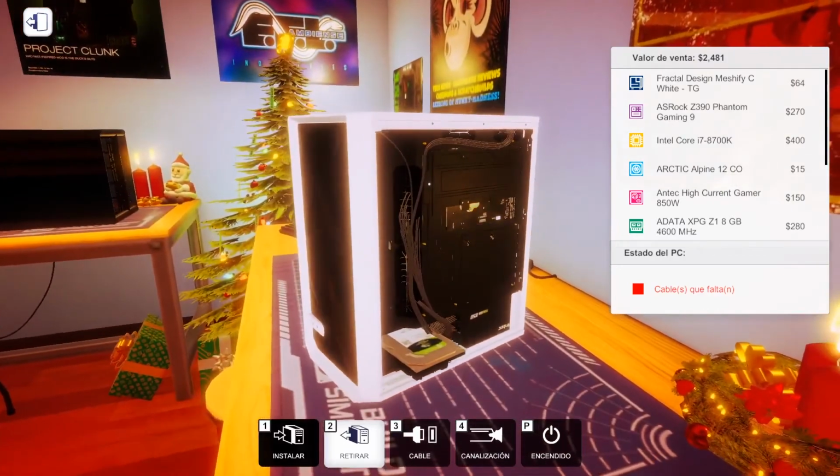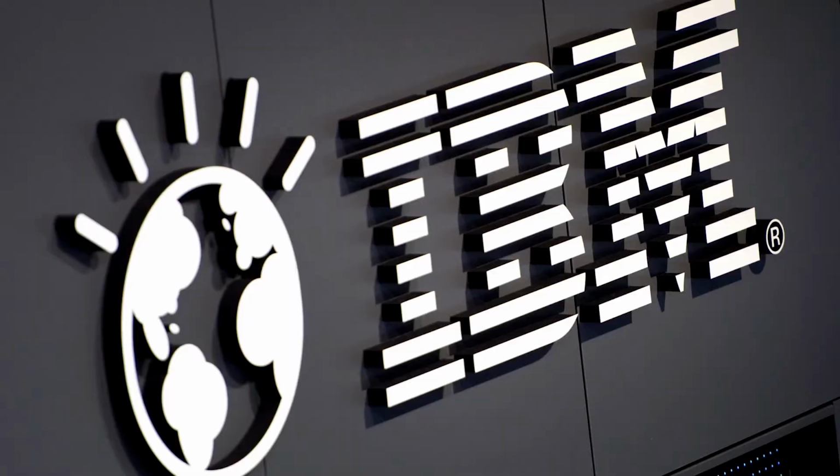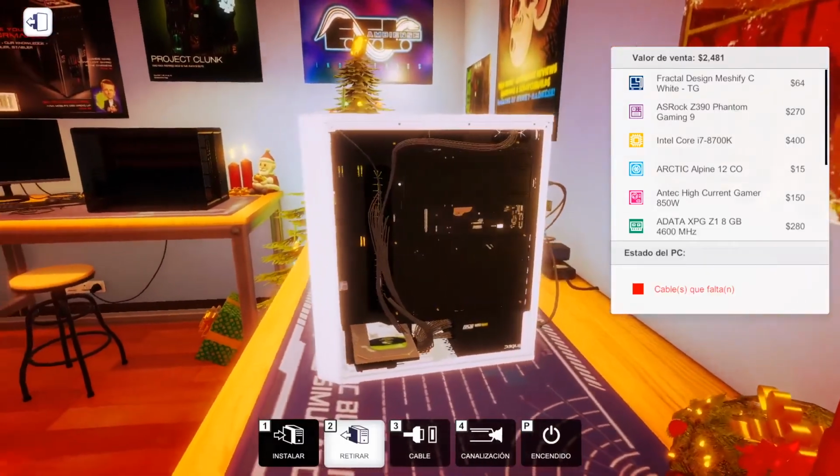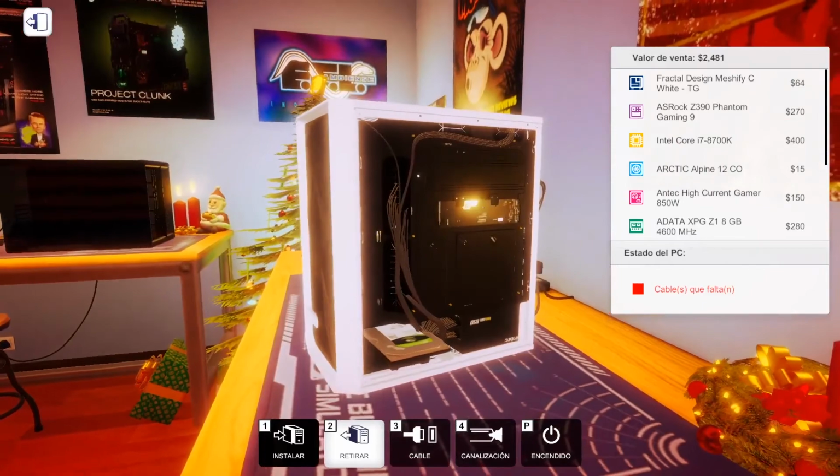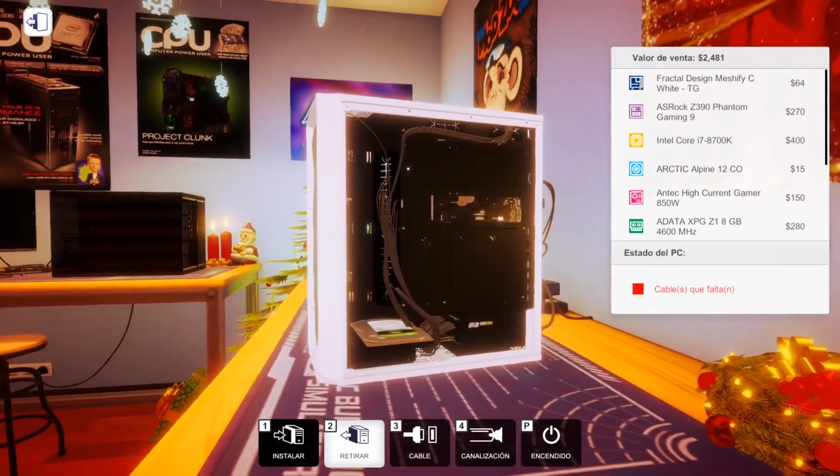The first hard disk was invented by the IBM company in early 1956 on behalf of the USA Air Force. It was called RAMAC 350, Random Access Method of Accounting and Control.